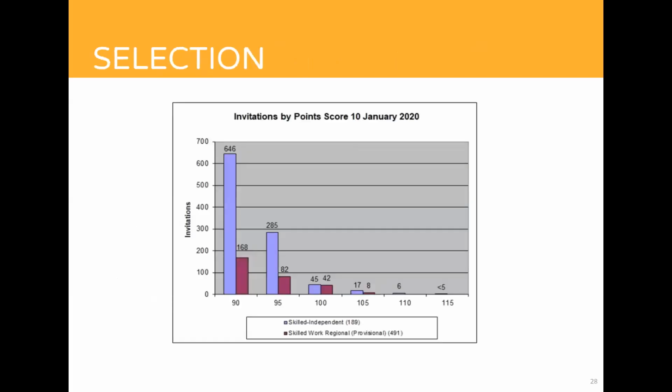We'll just look at some of the recent monthly selections. They usually take place on the 11th of the month, although in the past month or so it's been a little different because we're heading towards the end of the migration year. So the bright purple is the 189 skilled independent, and the darker purple is the 491 family sponsored visa. So you can see in this screenshot from January that the minimum point score that people were invited at was 90 for the 189.